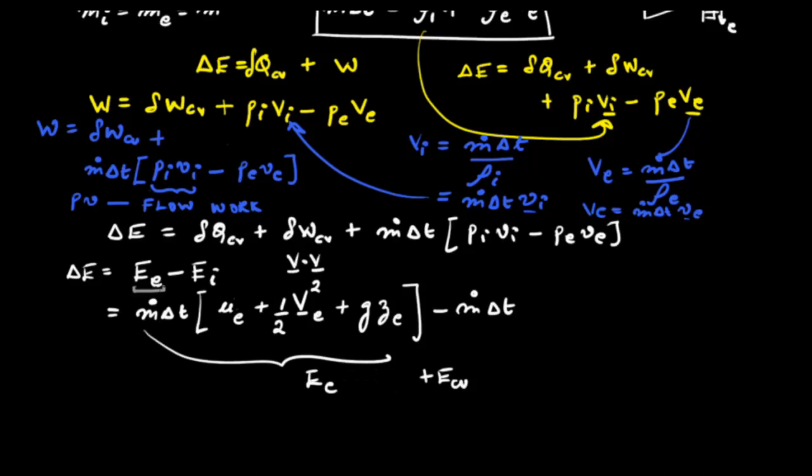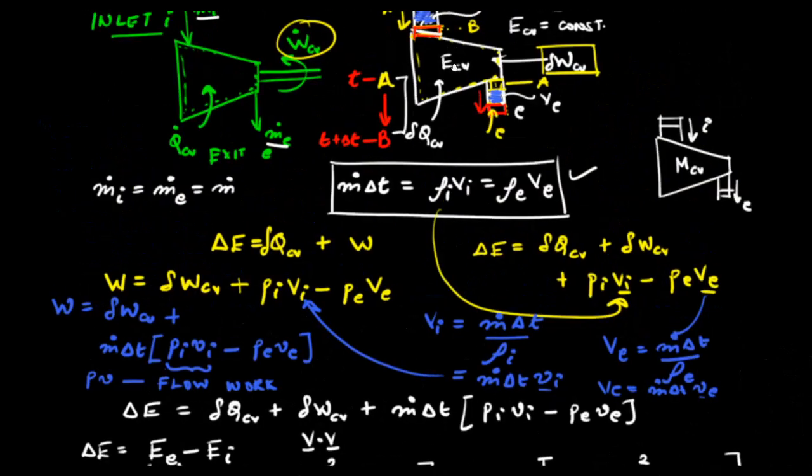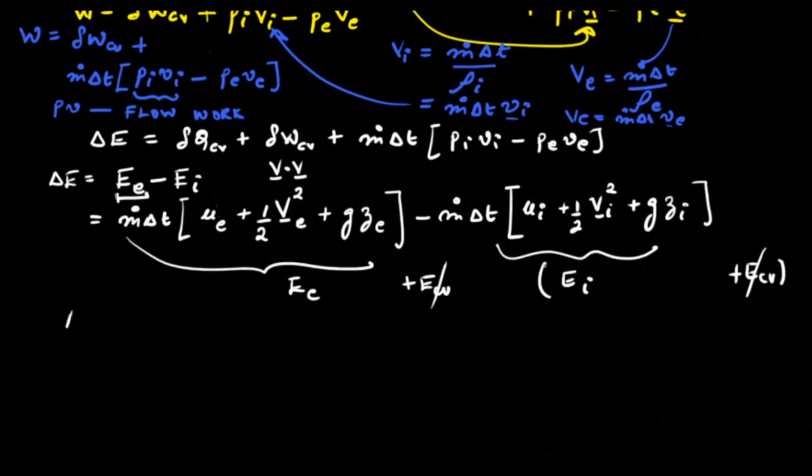So this term is my EE, and then we have the difference, and note that we also have this term ECV, which will cancel out because the energy within the control volume remains the same in this particular case. Similarly, we have this term for the inlet. So this is my EI, and we also have ECV, and that cancels out. So ECV is the energy within the control volume, but it remains the same as we take the system from state A to state B, so it cancels out. So the only change in energy delta E is due to the contributions at the exit and the inlet. So we can write delta E as this.